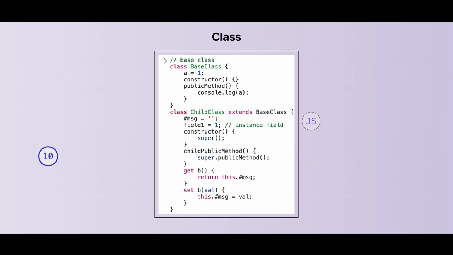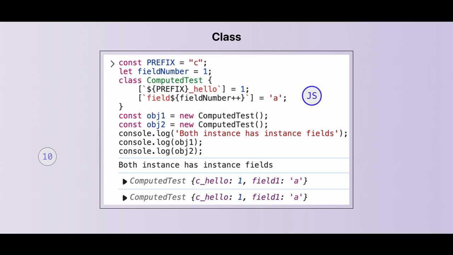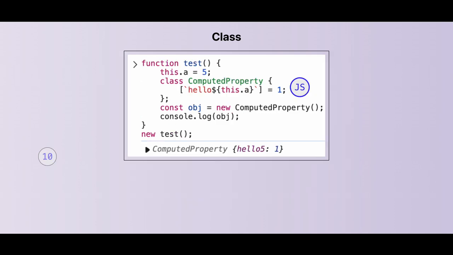Can I use computed instance fields? Yes, you can. The computed property names are evaluated only once. This means that two instances cannot have different field names. Here, both instances obj1 and obj2 have the same properties. What happens if I use this while creating computed properties? this in the computed property name refers to the surrounding scope in which the class is declared. Here, this.a in the computed property name refers to the function test scope.